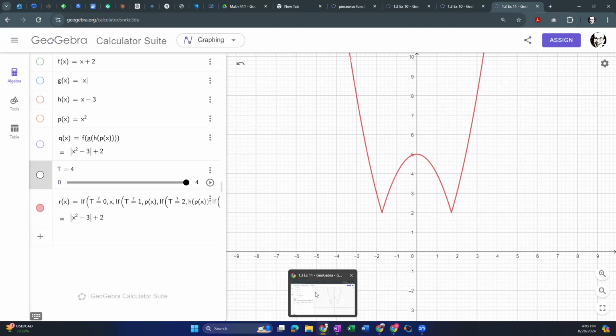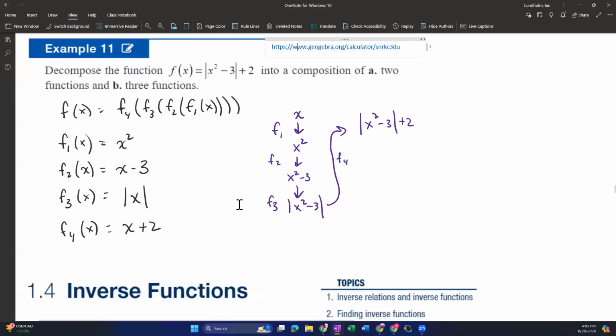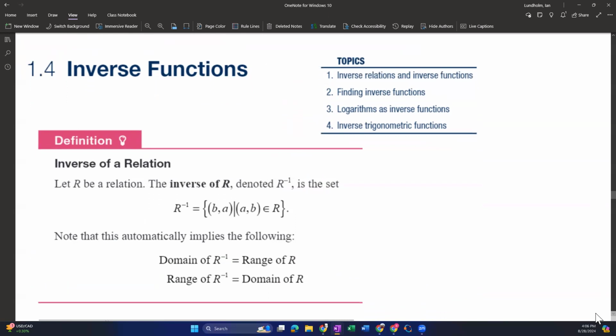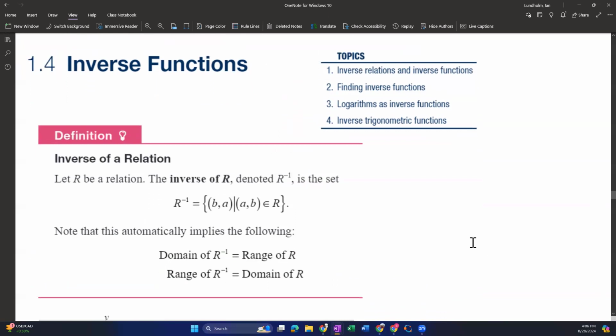I think that that's it for 1.3, and we can head into 1.4 on inverse functions. All right, so inverse functions, why are they important? Oftentimes we want to undo transformations or functions. The idea with an inverse function is that if we compose an inverse function with an original function, we should get back to x.